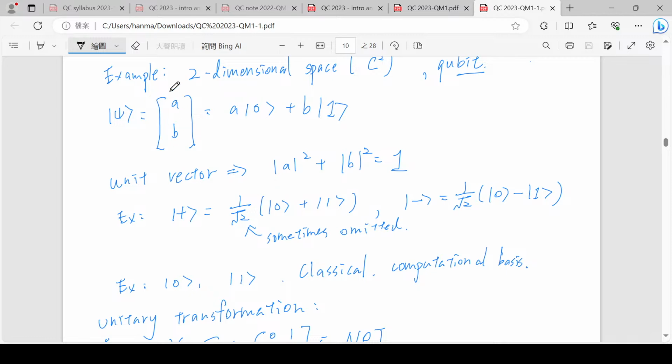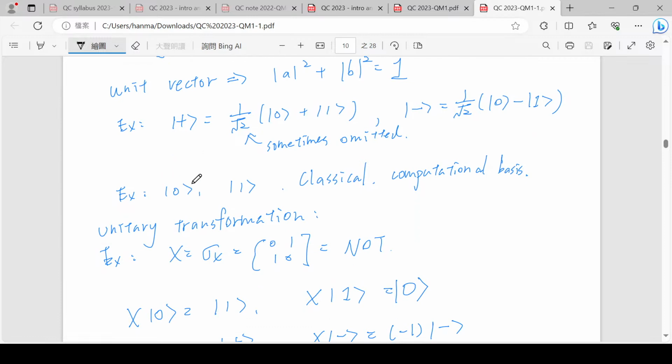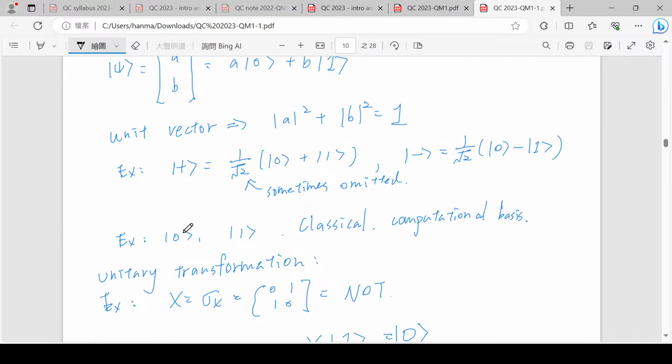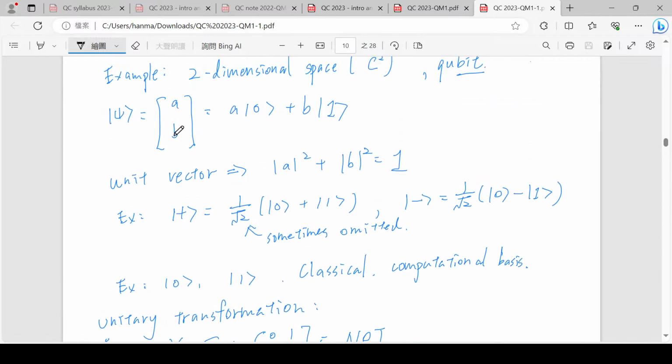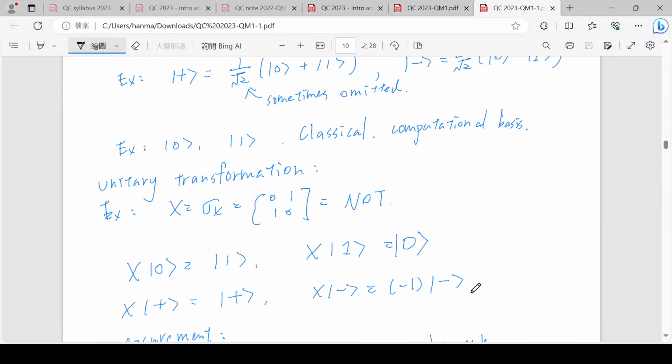If you write in this form, it is 1 over square root 2 of (1, 1) and 1 over square root 2 of (1, −1). And also we have |0⟩ and |1⟩, so |0⟩ is just (1, 0) and |1⟩ is just (0, 1). Okay, this is the computational basis.